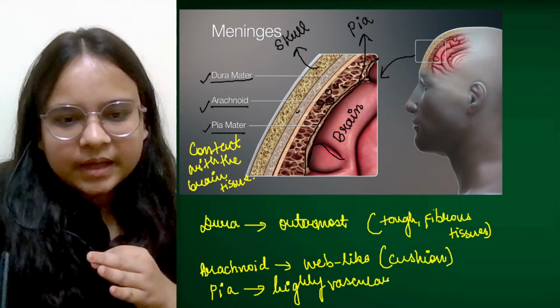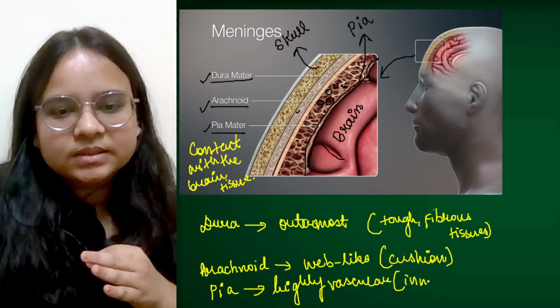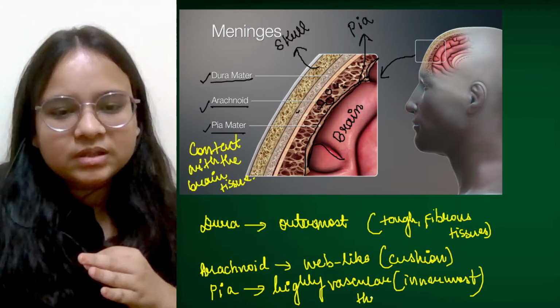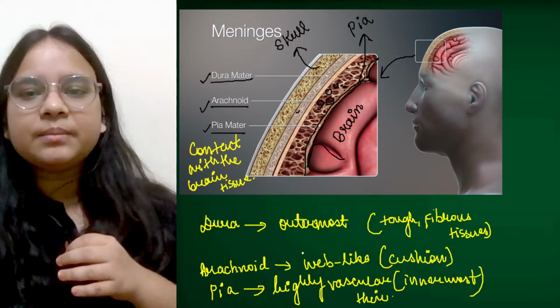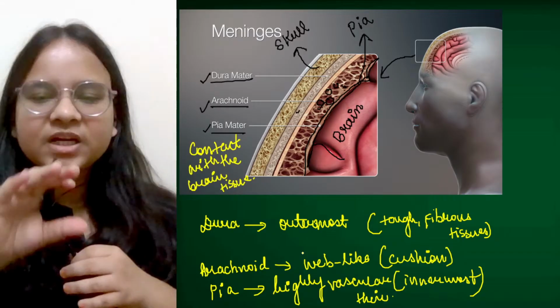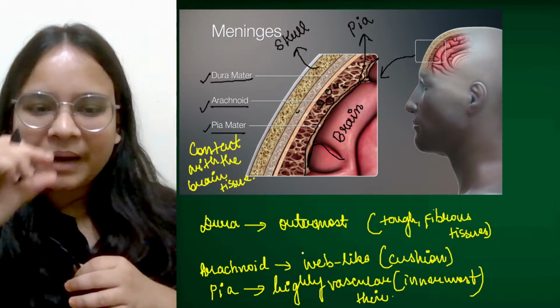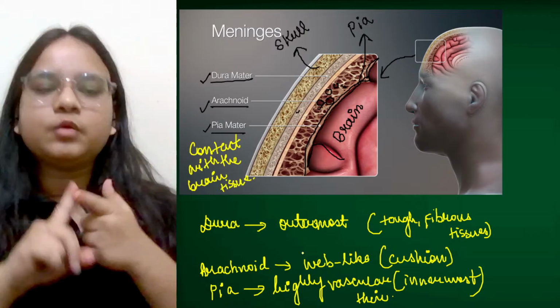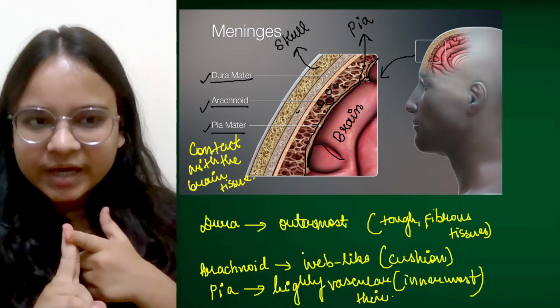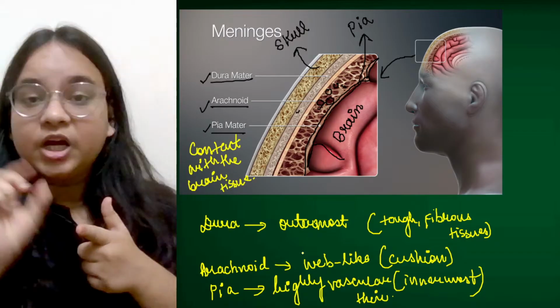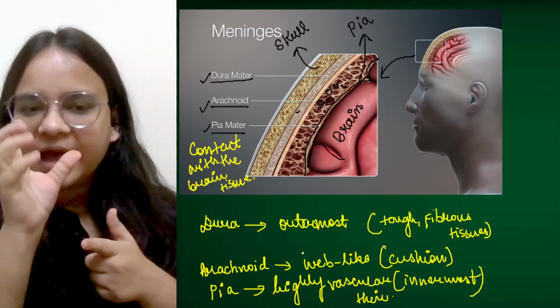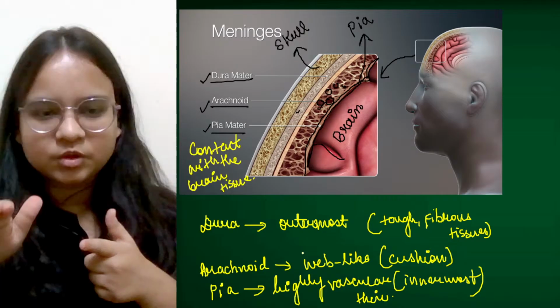and it is the innermost layer, and also it is very thin. Dura mater is quite thick, arachnoid is somewhat intermediate, but pia mater is very thin. Basically, dura mater is the outermost layer, then we have the arachnoid and the pia mater. The word dura means durable, that means tough and fibrous, and it is the outermost and quite thick.